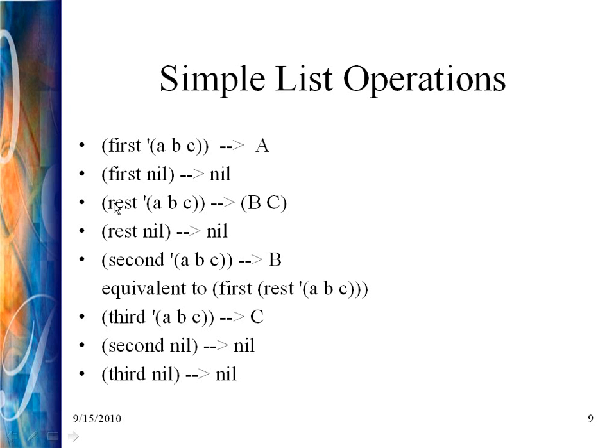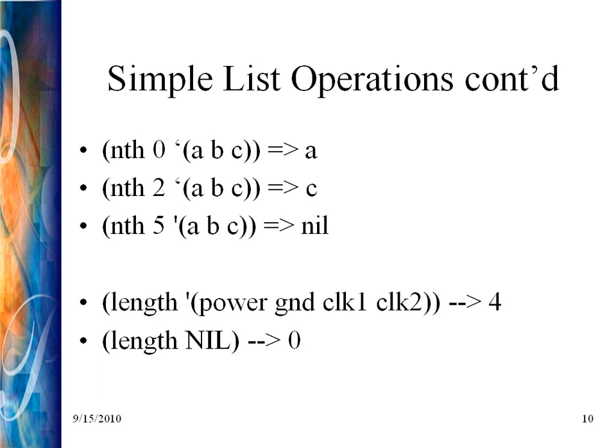The rest function takes the sublist after removing the first element. So the value of first is an element of the list, or nil if the list is nil. The value of rest is itself a list. Rest of nil is, of course, nil. Second gets you the second element of the list, and there's also third, fourth, fifth, sixth through 10th, and we run out at 10th. And notice that second is equivalent to first of rest of ABC. There's third; second of nil is nil, third of nil is nil.